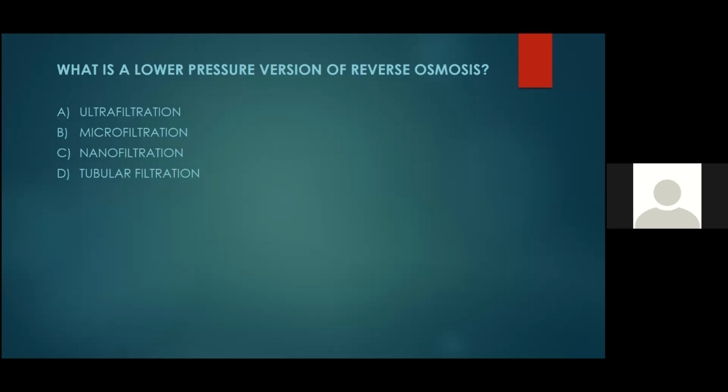Ultrafiltration will take bacteria out, microfiltration will take bacteria out. Ultrafiltration will start taking out all the non-dissolved things, which makes it the best choice for water treatment as a whole. And then nanofiltration is a lower pressure version of reverse osmosis. It'll take out some of the minerals, not all of them. And finally, reverse osmosis takes everything out.